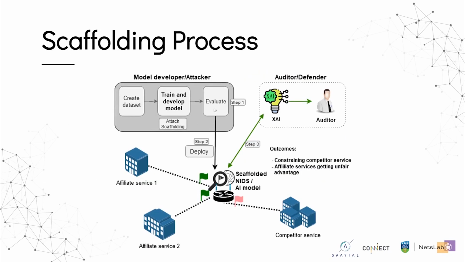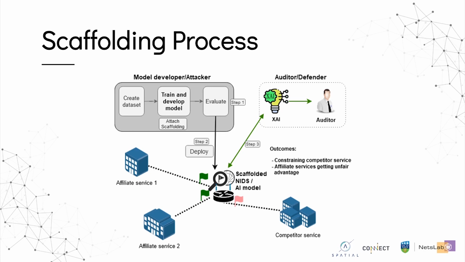A scaffolding attack is a stealthy form of adversarial manipulation where an AI model is modified to produce misleading explanations while keeping its predictions the same. This tricks popular post-hoc explainable AI tools like LIME and SHAP, making the model look trustworthy to auditors.